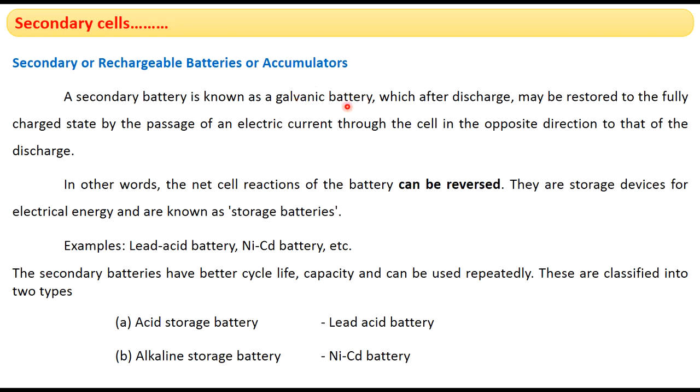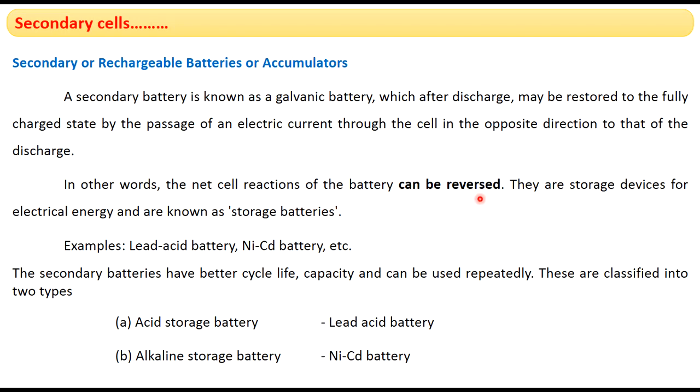Galvanic batteries are the batteries where we have two different electrodes connected, and after discharge these secondary batteries can be restored to their fully charged state by passing an electrical current in the opposite direction of the current that is being passed during discharge. In other words, we can say the net cell reactions in secondary batteries can be reversed.